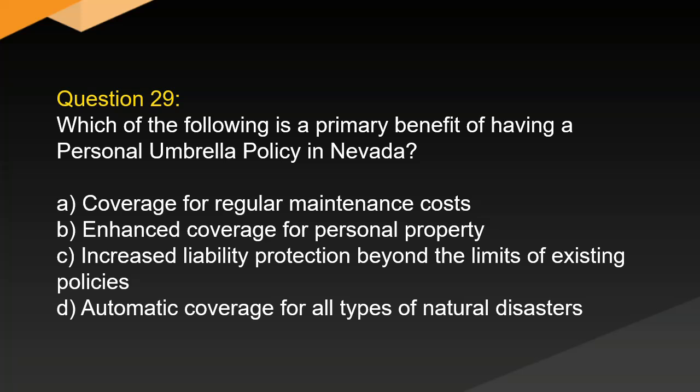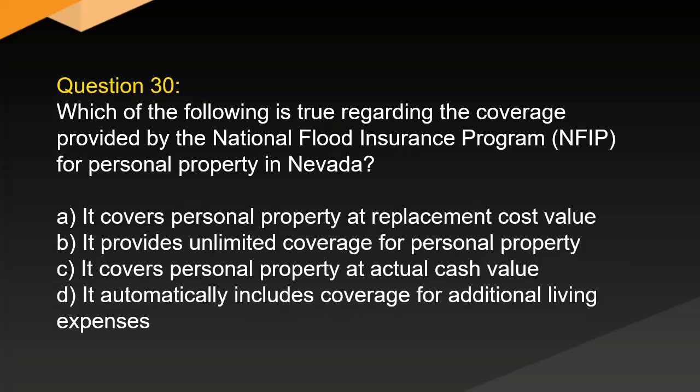Question 29. Which of the following is a primary benefit of having a personal umbrella policy in Nevada? A. Coverage for regular maintenance costs. B. Enhanced coverage for personal property. C. Increased liability protection beyond the limits of existing policies. D. Automatic coverage for all types of natural disasters.